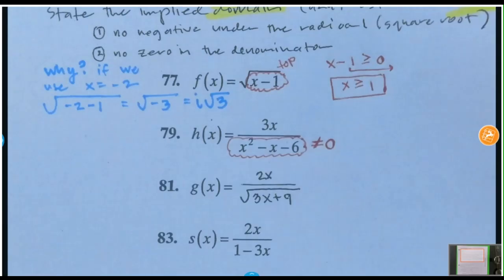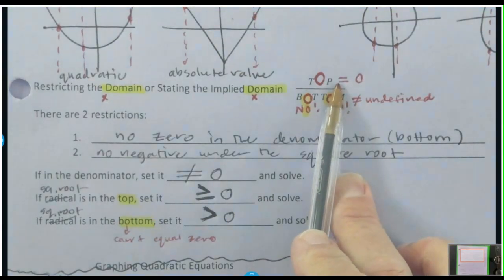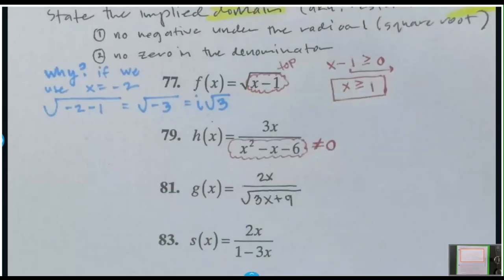Her question is, why aren't we doing anything with the numerator? Because there are no restrictions on the numerator. You know why? Let's go back to our paper. Can you have 0 in the top? All day long. So we don't really care what 3x is. We don't care if it's positive. We don't care if it's negative. We don't care if it's 0. Nobody cares what 3x is. But we do have to restrict the denominator.